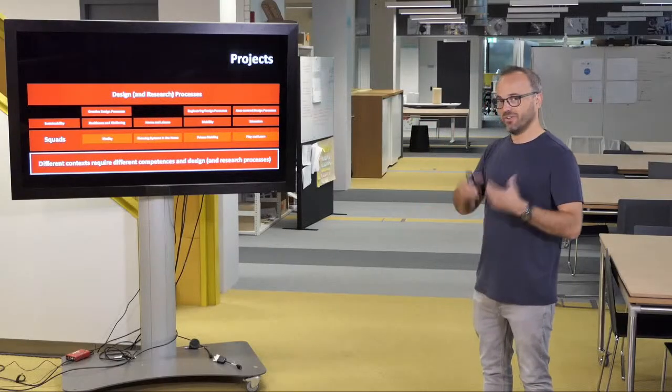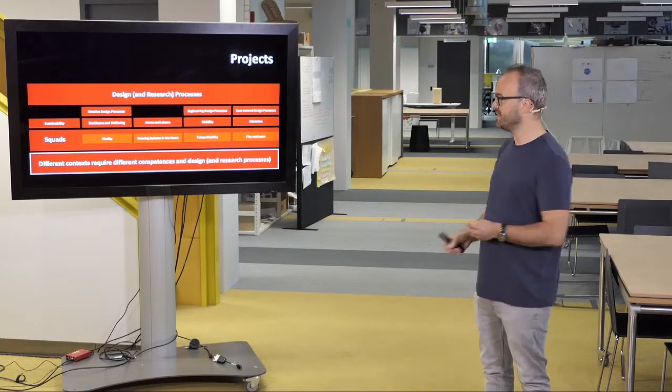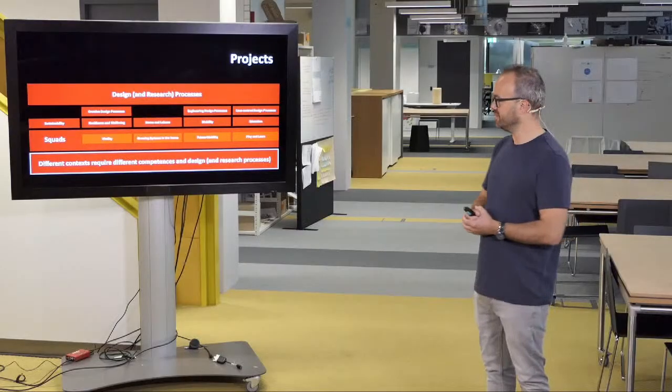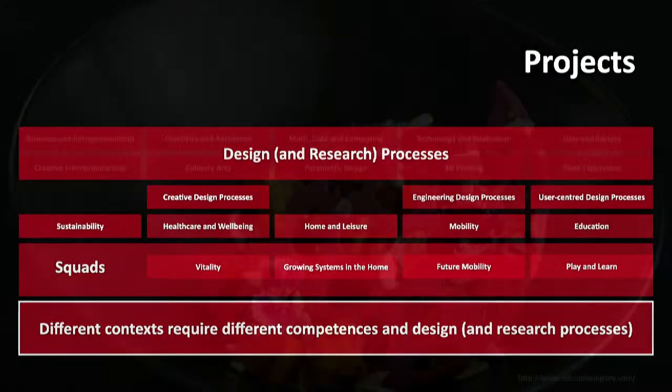See what you are interested in and try to explore as many as possible, because different societal contexts, different societal challenges require different competences, different ways of designing, different design and research processes, different skills and knowledge. In play and learn, you may need to know about educational theory, which is part of user and society. While in healthcare and well-being, you need to know about patients and about what affects their well-being, or about sensor systems that can measure their heart rate variability or their skin conductance. So try to learn from these squads and develop in the context of these squads.